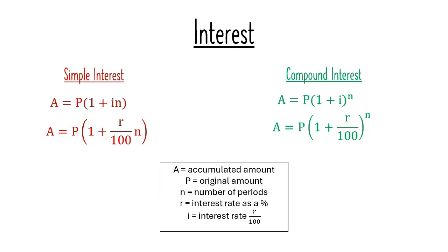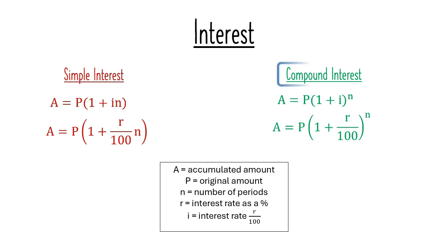Let's start with what you can see here in front of you, simple interest. Simple interest is calculated on the original principal only, which means it does not compound. The formula given is A equals P multiplied by (1 plus I times N), where A is the final amount, P is the principal amount, R is the annual interest rate in percentage, N is the number of years, and I is the interest rate per period. It is calculated by dividing R by 100.